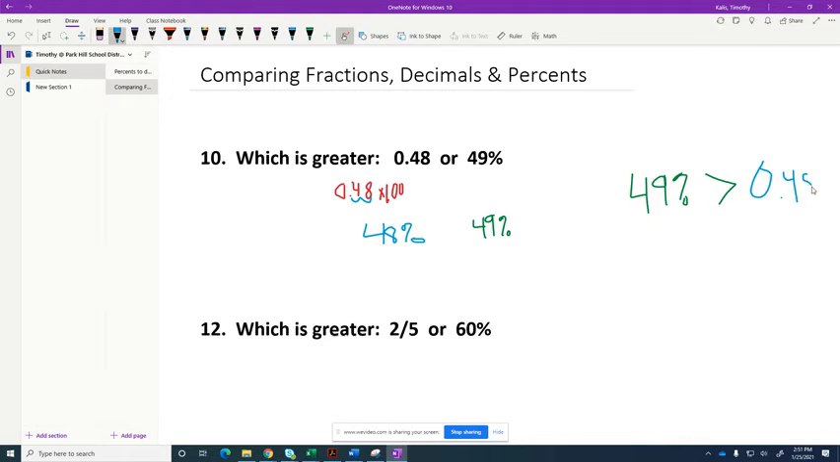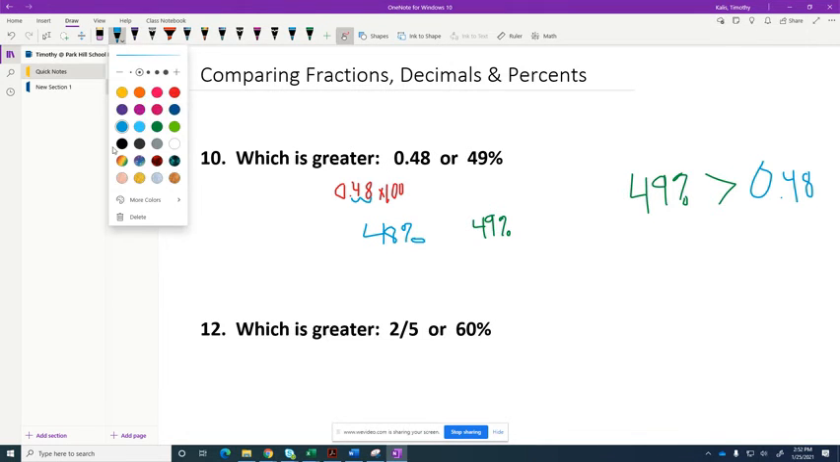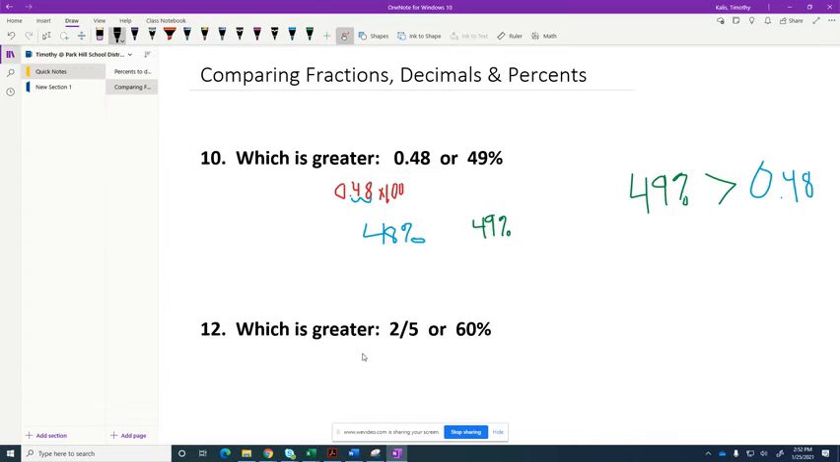On our second example, number 12, it says, which is greater, 2/5 or 60%? In this case, I think it is easiest to convert 2/5 into a percent. So we know 2/5. We know that percents are out of 100. So our denominator is 100, or out of 100%.